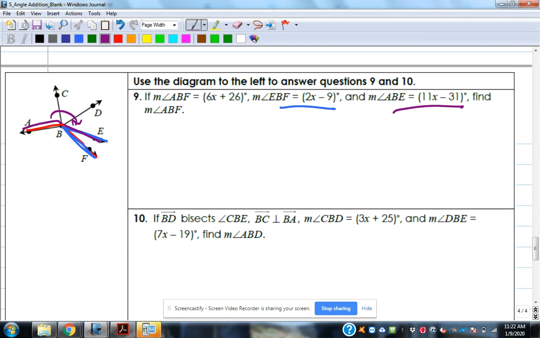What do you do with those two? The EBF and the ABE. Add those together and set them equal to what? ABF. Yeah.